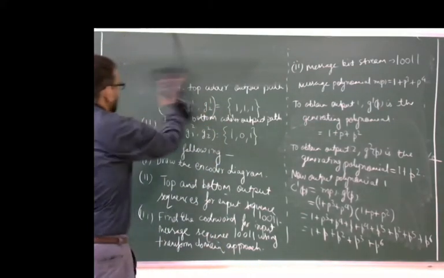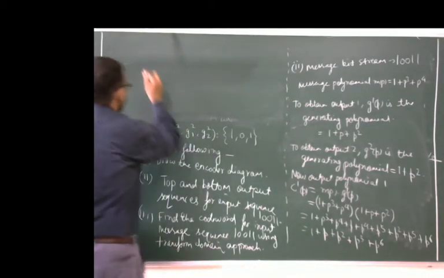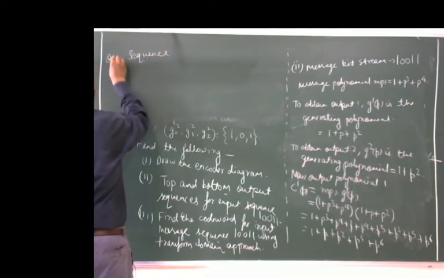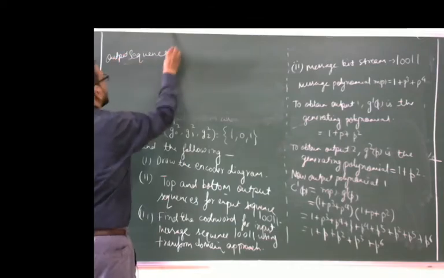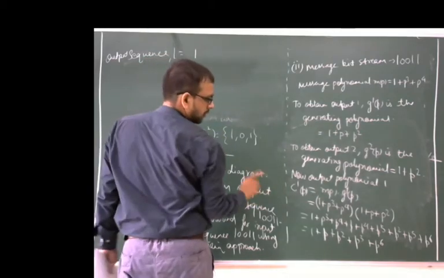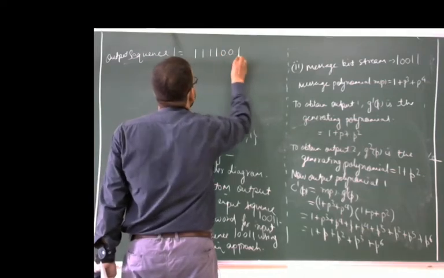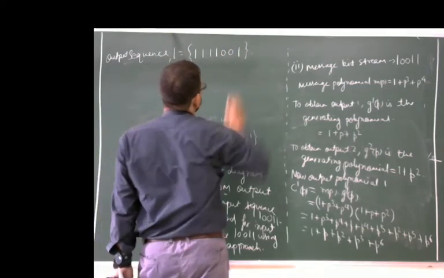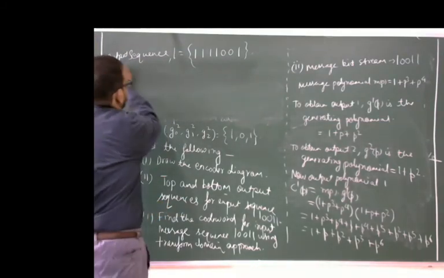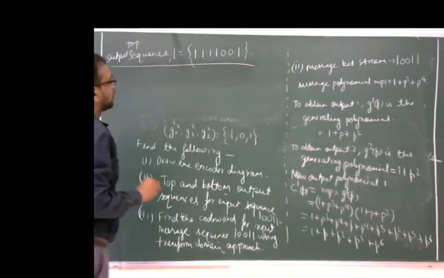And after that, this is the polynomial. Here we get the polynomial, and what will be the sequence now? Output sequence 1 is equal to 1, then 1 1 1 0 0 1. This will be the right answer. Okay, this is the output sequence 1, and this is the first, and this is the top. This is called the top output sequence.